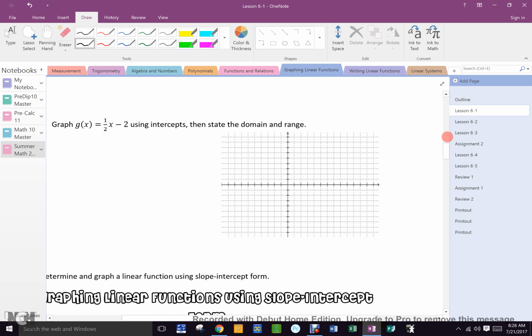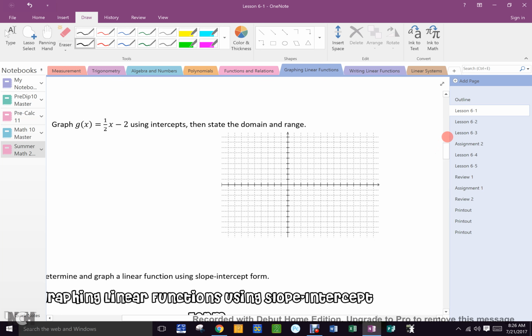Here we have another one. G of x, I want to know the intercepts. Does it matter that it is g of x now? No, we follow the same rules. So I remember that my x-intercept is x, 0, yes? And my y-intercept is 0, y. Then all I do is fill it in.